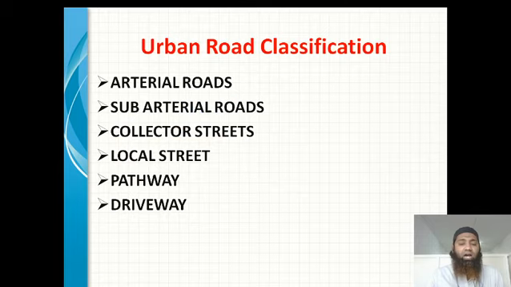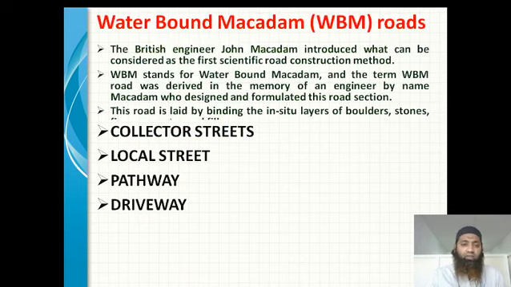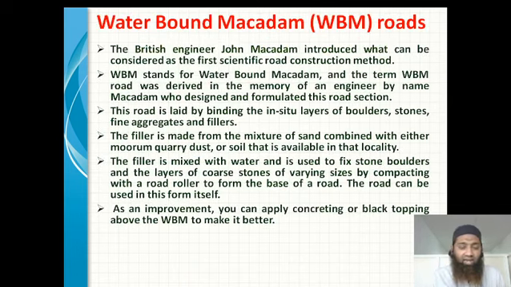Let us see now how the urban road classification is done. It is called arterial roads, sub-arterial roads, collector streets, local street, pathway and driveway. As I had told you, water bound macadam: British engineer John Macadam introduced what can be considered as the first scientific road construction method. So he was the first one to introduce a very scientific method of construction of a road.